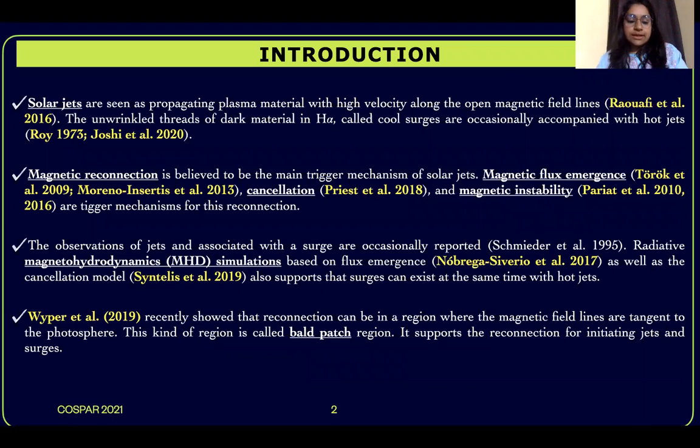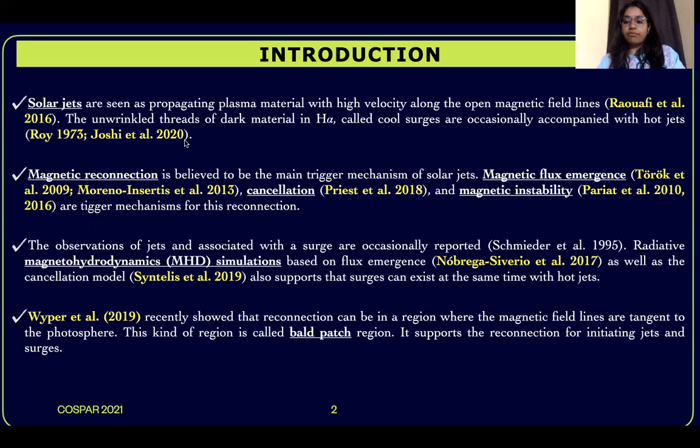Solar jets are detected throughout the entire solar cycle in a wide wavelength range from extreme ultraviolet to X-rays. Interestingly, they are observed with unwrinkled threads of dark material in H alpha. We call them cool surges. These jets propagate at very high speed as collimated plasma ejections along open magnetic field lines. Magnetic reconnection is believed to be the main trigger mechanism behind these jets, and magnetic flux emergence, flux cancellation, and magnetic instability are the trigger mechanisms for the magnetic reconnection.